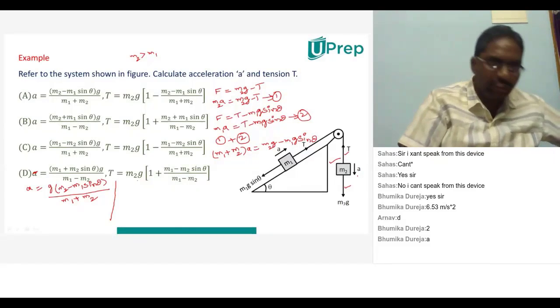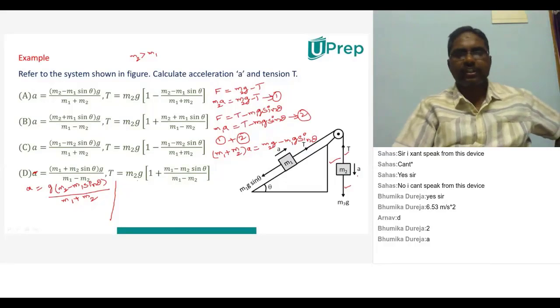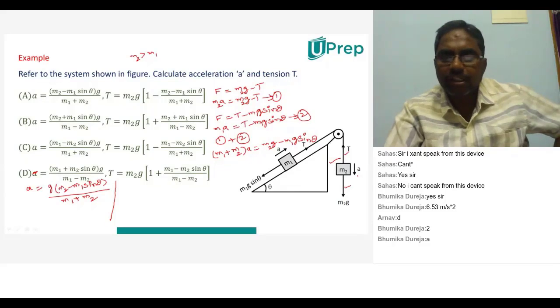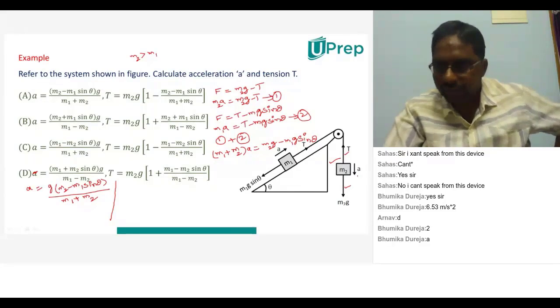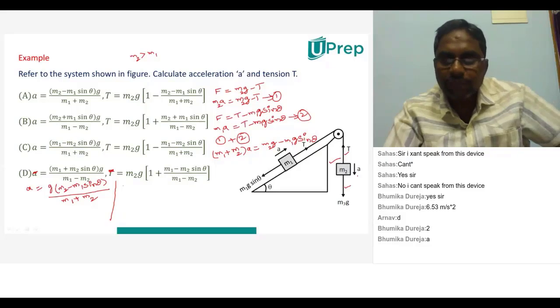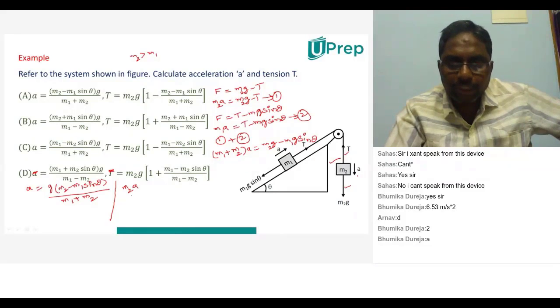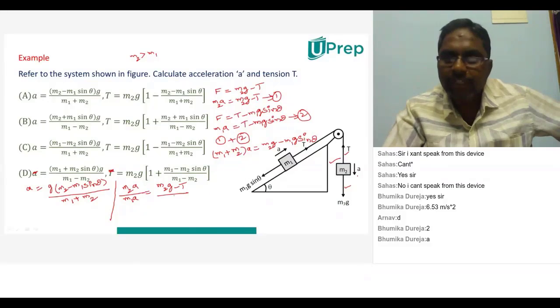Bhumika, you gave answer A, but check once whether T will be equal to that value only or not. Now what is equation number 1? m2A. Okay, let me write here. What is the first equation? m2A. So m2A divided by m1A is equal to, what is the first equation? m2g minus T divided by, what is the second equation? T minus m1g sine theta.